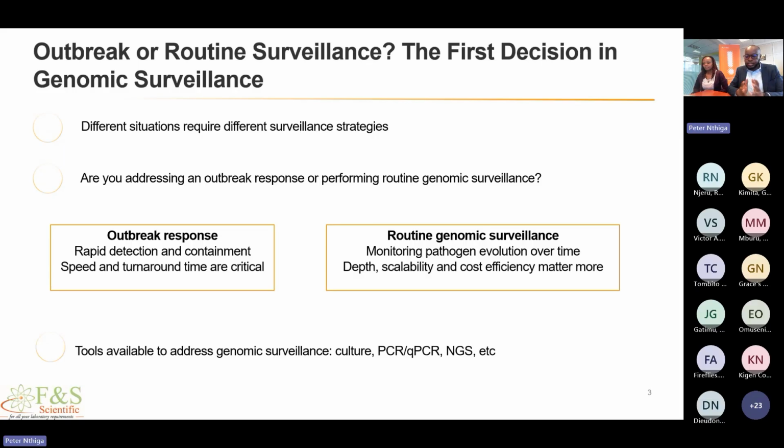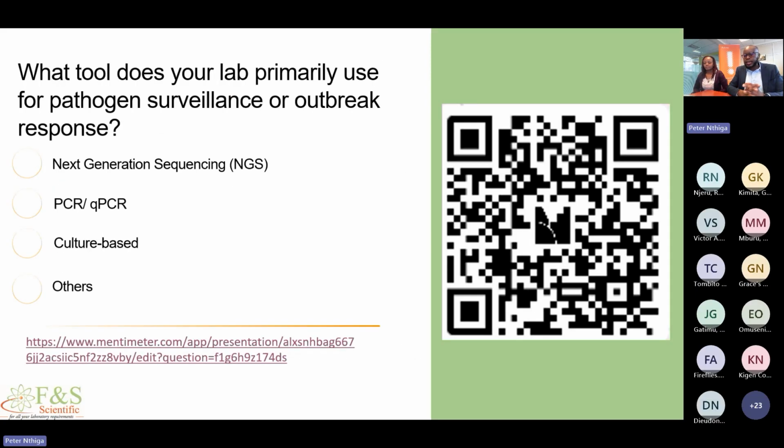We have culture, we have PCR. And at this point, I would like to quickly ask an interactive question: what tool does your lab primarily use for pathogen surveillance or outbreak response? You can scan the QR code on your screen, and then we can have a quick interactive session to understand the context around the lab that you are coming from. So maybe a minute or two.